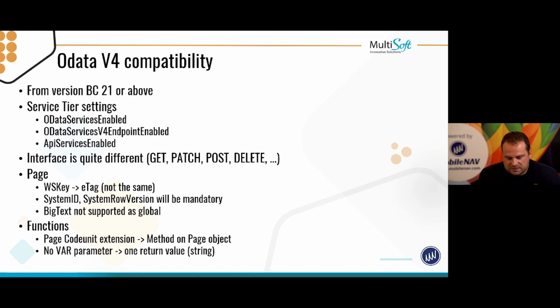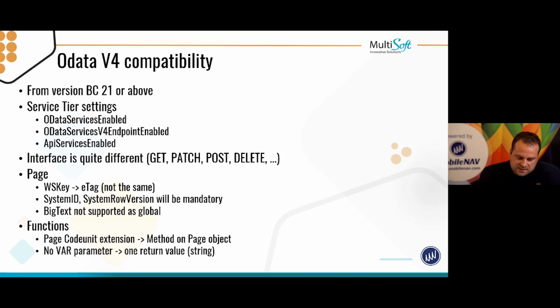So the HTTP method is one portion of the difference, but there are also many other things. The next difference is that in SOAP we had a so-called web service key, which basically described the actual record and its version. Now in OData we have this ETag, which is somewhat similar to that, but it's more than that, because the ETag also contains the calculated fields of the record and not just the SQL version of the record itself.